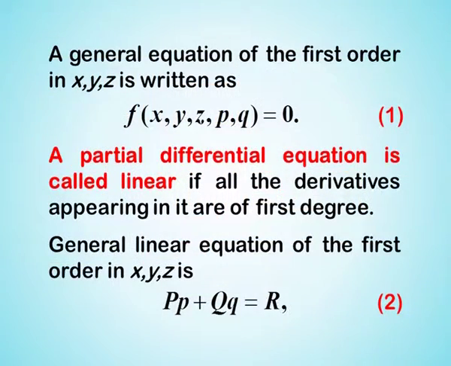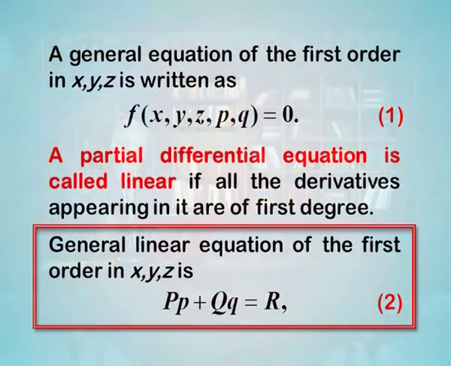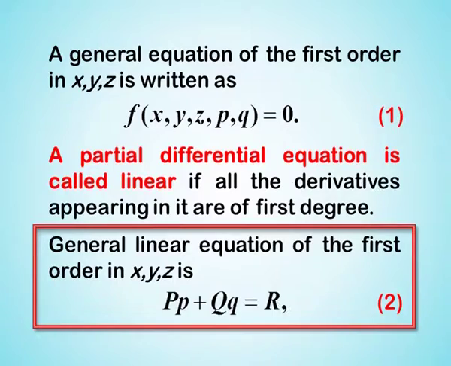That means from equation 1 we come to the second part, saying that a partial differential equation is called linear if all the derivatives appearing in it are of the first degree. This definition is the same as what we have studied in ordinary differential equations involving complete or total differential coefficients. The general linear equation of the first order in x, y, z is written as Pp + Qq = R, with small p, capital P, small q, capital Q and R on the right hand side.